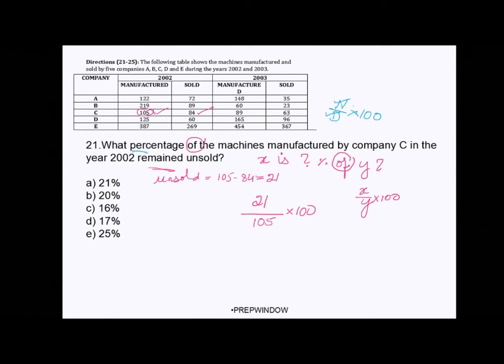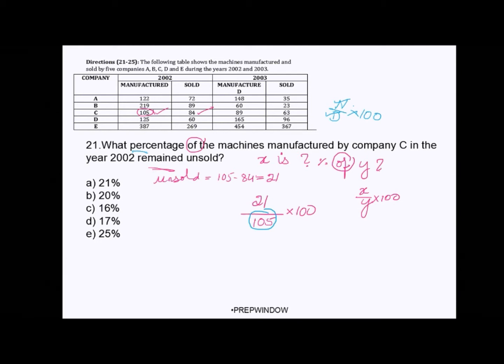Here if you look, 21 and 105, these numbers are very easy. 21 and 105 you can cancel, but I'm not going to teach that method. I'm going to tell one universal method. 105 can be divisible by 21, but I'm going to tell one easy method for you, a universal method. In that method you need to consider the denominator of your percentage fraction as 100%. So consider the denominator 105 as your 100%.